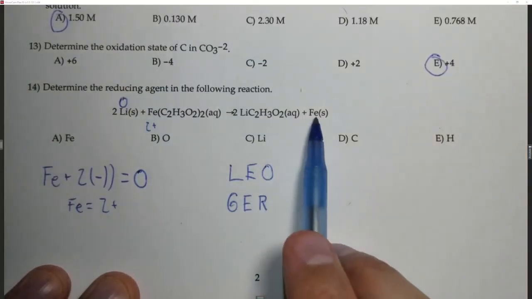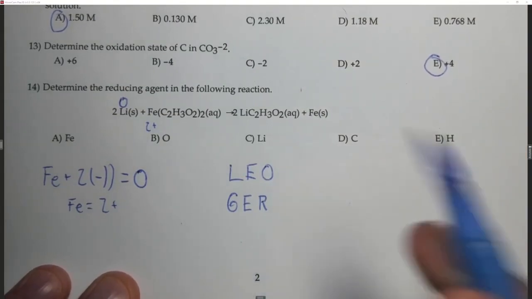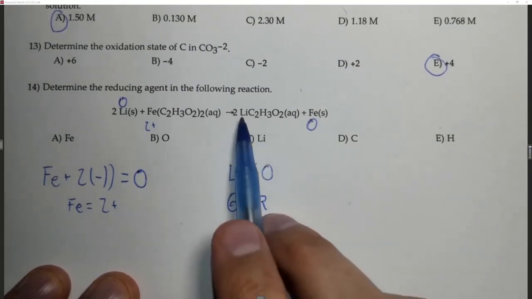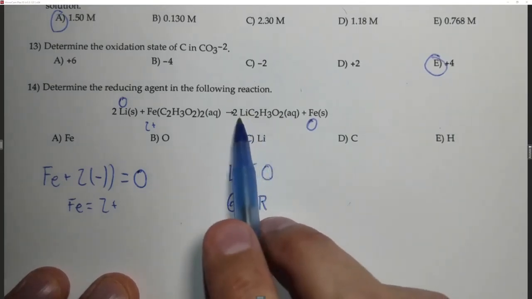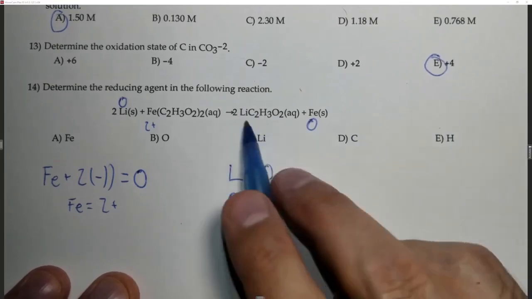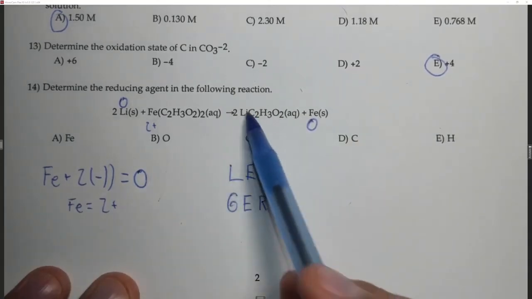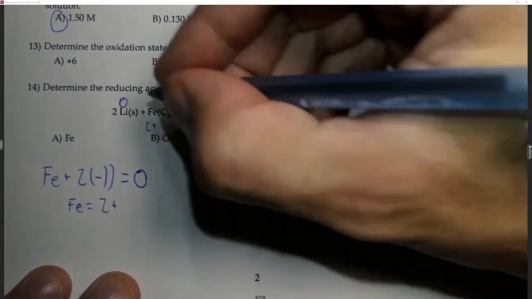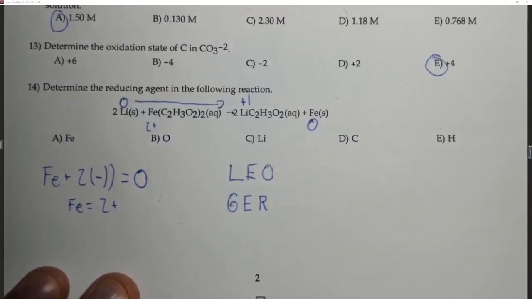What about on this side? On this side, the iron is all by itself, so this is 0. How about the lithium on this side? Lithium's in a compound. Lithium is a metal. It always forms ionic compounds, and it's a 1A metal, so it's +1. You could do the math, but it's unnecessary here because lithium is always +1, and the oxidation state is equal to the charge. So we have lithium going from 0 to +1.